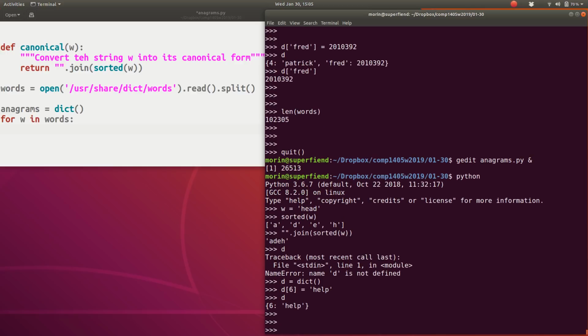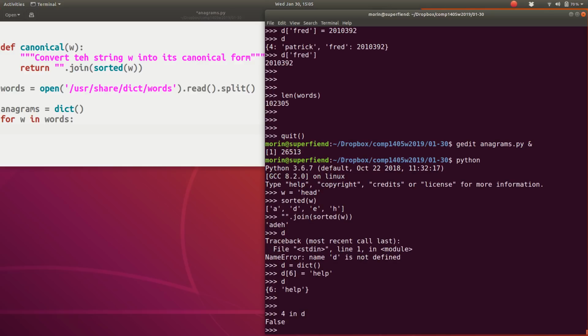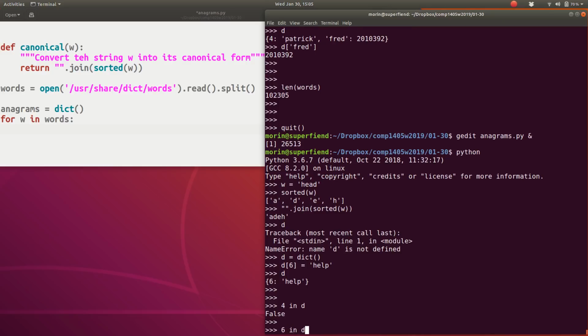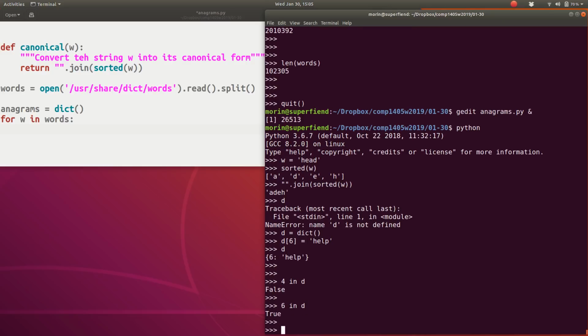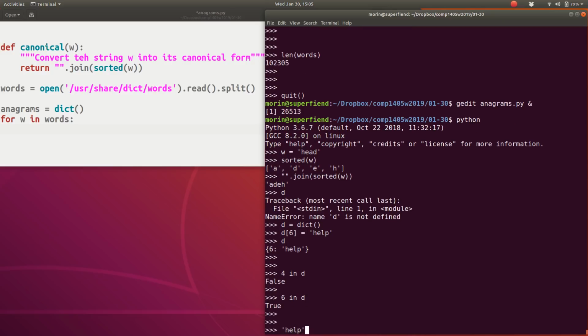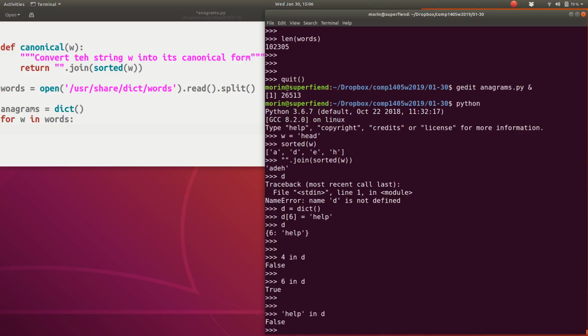So what can I ask from dictionaries? Well, I can ask, for example, is 4 in my dictionary? The answer is false. Is 6 in my dictionary? The answer is true. And what if I ask if help is in my dictionary? That says it's false. And the reason is, for a dictionary, when I ask if something is in the dictionary, it really means, is that key in the dictionary, not is that value in the dictionary.